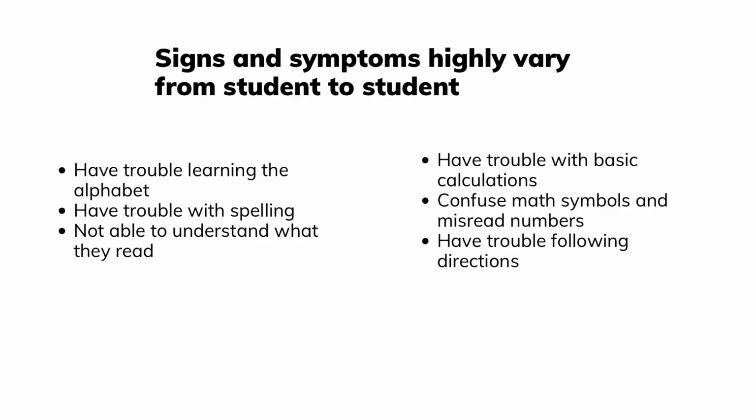That's a really good tell of dyslexia. If they have trouble with spelling, or if they are just not able to understand what they are reading, if their comprehension skills are lacking, that's a really good tell. Additionally, if they have trouble with basic calculations, their math just isn't progressing at the rate you would want it, or if they confuse math symbols and misread numbers, again going back to dyslexia, or if they have trouble following directions, even that can be a sign of a specific learning disability, just because their brains aren't processing information in the way that they do in a child without it.